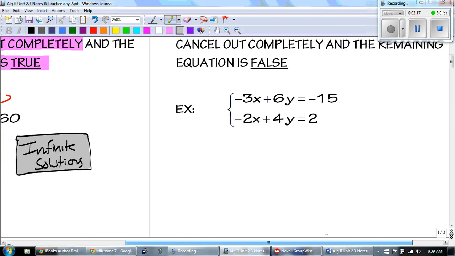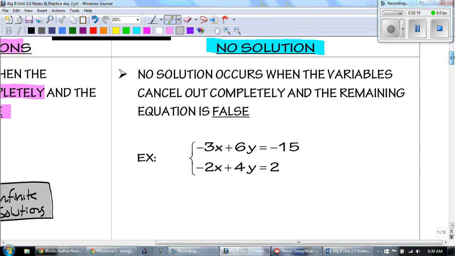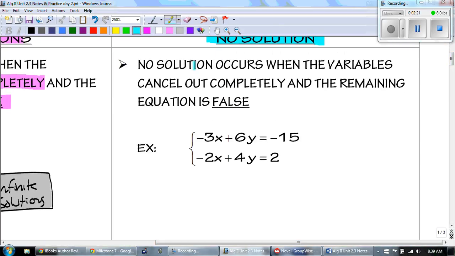Now let's look at no solutions. No solution occurs when the variables cancel out completely and the remaining equation is false. Okay, now for this one we have elimination, because the x's and y's are on the same side. So I'm going to look at the x's to see what I can cancel, because I think those are going to be the easiest to cancel.